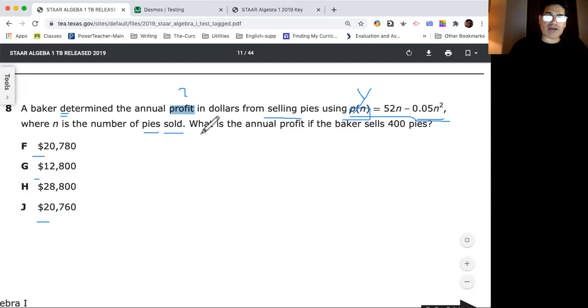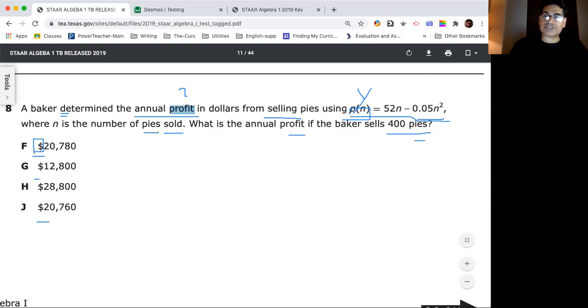What is the annual profit? What are they asking? What is the annual amount of money if the baker sells 400 pies, and that is a big one. It's telling us the baker sells 400 pies. So how much money does he make if he sells 400 pies? Well, let's see. A baker determines that the annual profit, what he makes every year, is this here. Y equals this, right?